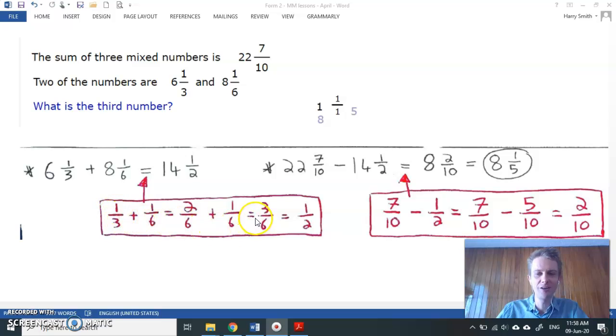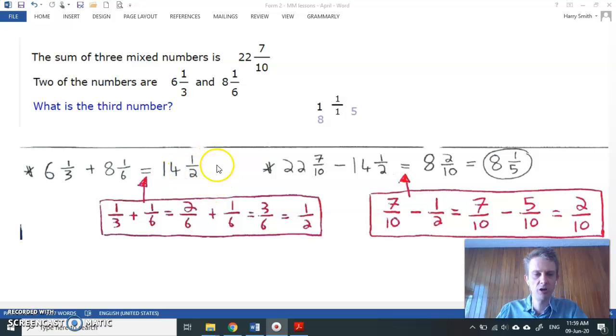The reason I converted from mixed numbers to improper fractions before is because it was a subtraction. Subtractions often get more complicated, especially when you're getting negative numbers in there. But you can use that technique. Think about that. These two numbers add up to 14.5.